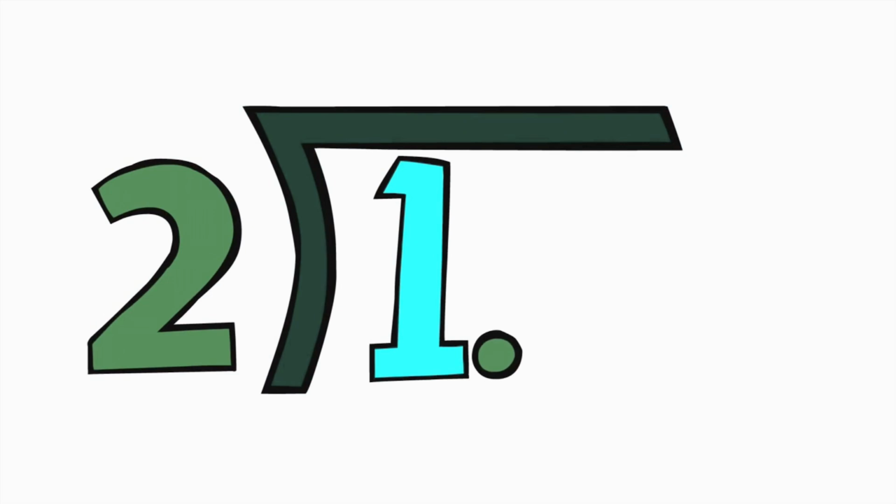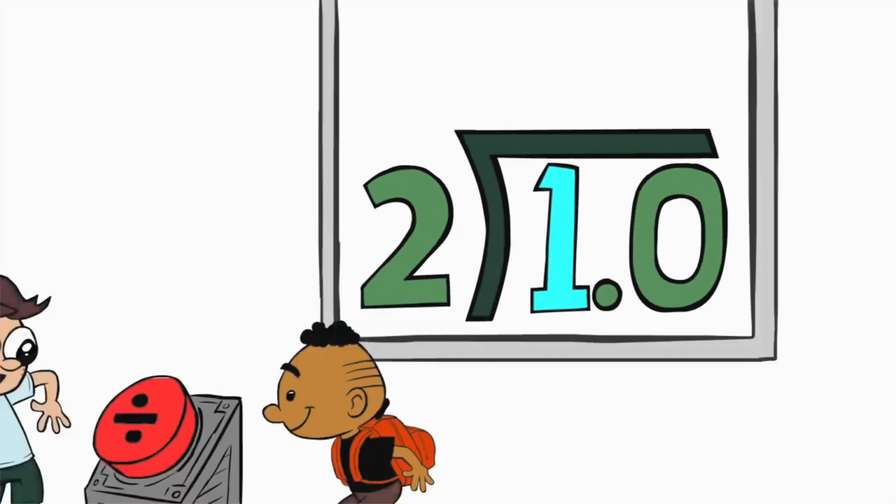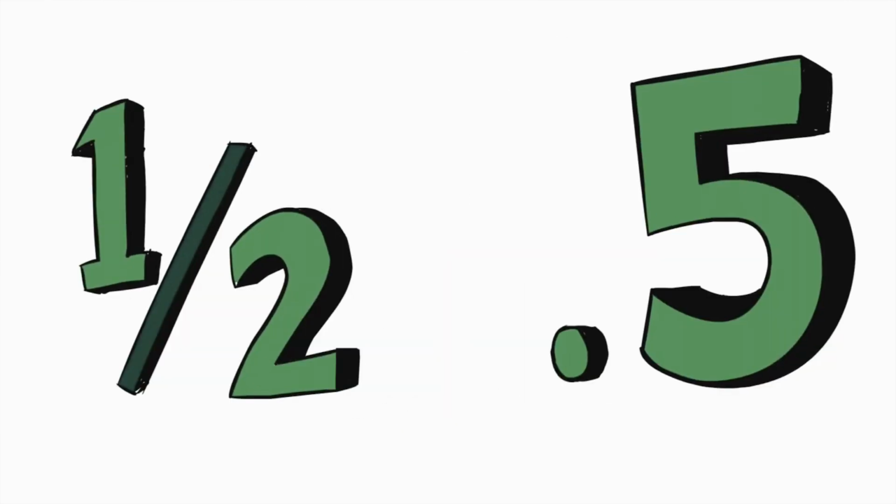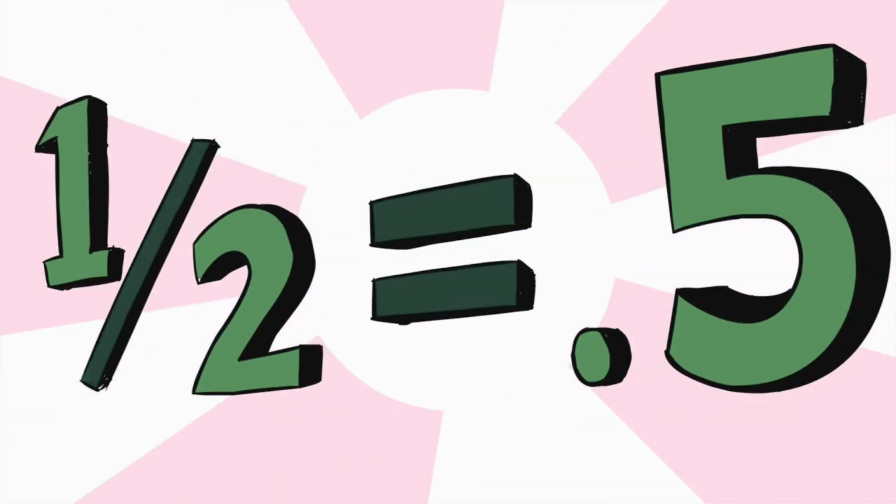The numerator becomes a dividend. And write a decimal point and a zero in the tens. Divide and write the decimal point in the quotient. So 1/2 and 5/10 are equivalent.